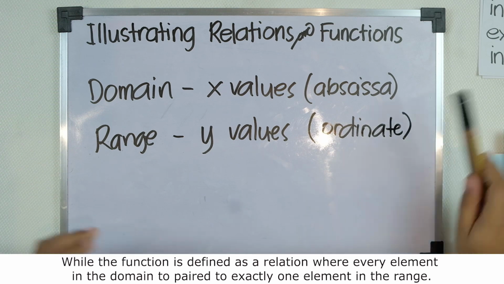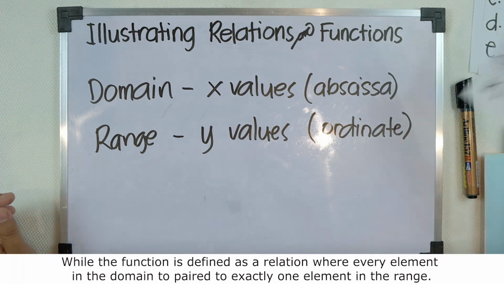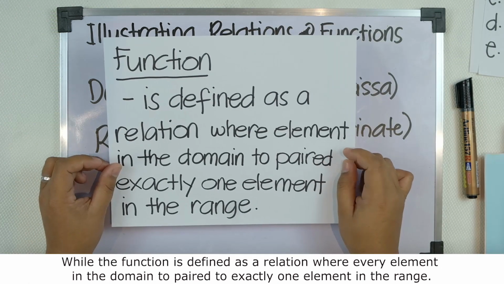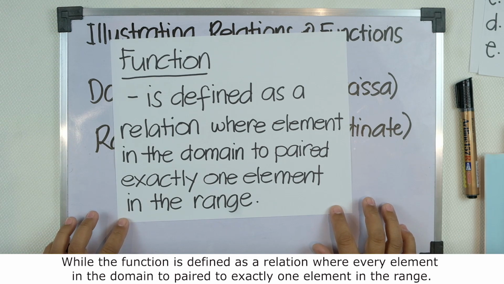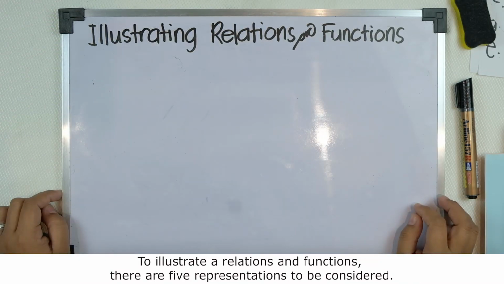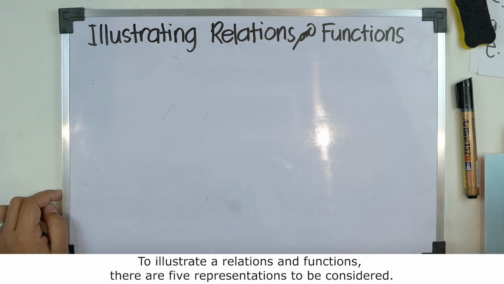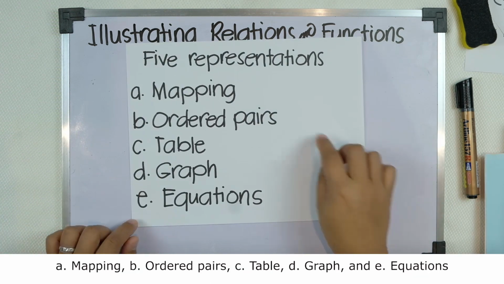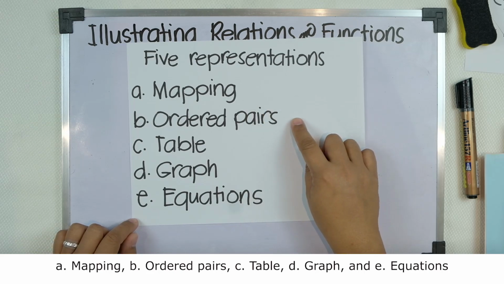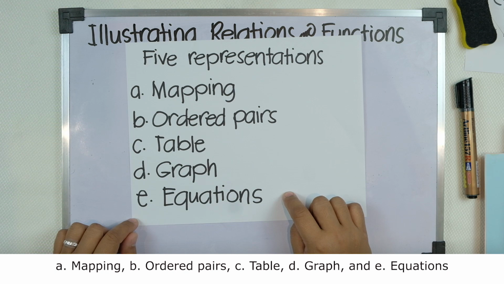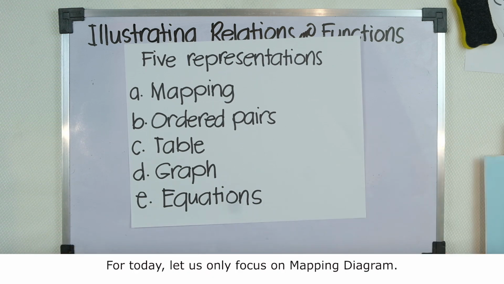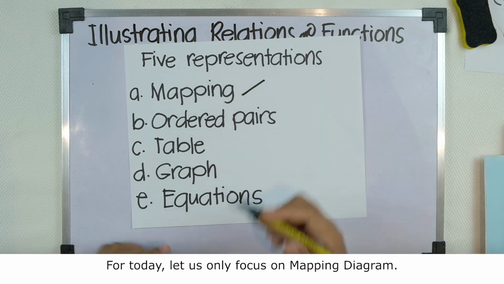While the function, on the other hand, is defined as a relation where elements in the domain are paired to exactly one element in the range. So to illustrate relations and functions, there are 5 representations to be considered. So we have here the mapping, the ordered pairs, the table, the graph, and the equations. For today, we're going to focus only on the mapping diagram.